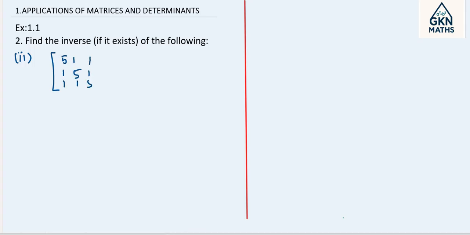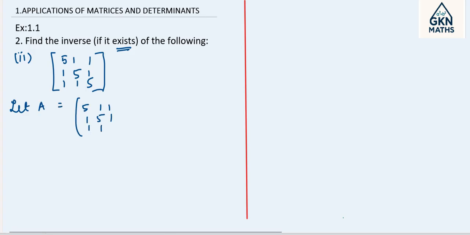Hi students, exercise 1.1 question number 2. Find the inverse if it exists for the given matrix 5, 1, 1, 1, 5, 1, 1, 1, 5. We are asked to find the inverse if it exists. So let A be the given matrix 5, 1, 1, 1, 5, 1, 1, 1, 5. We are going to find the determinant of A.